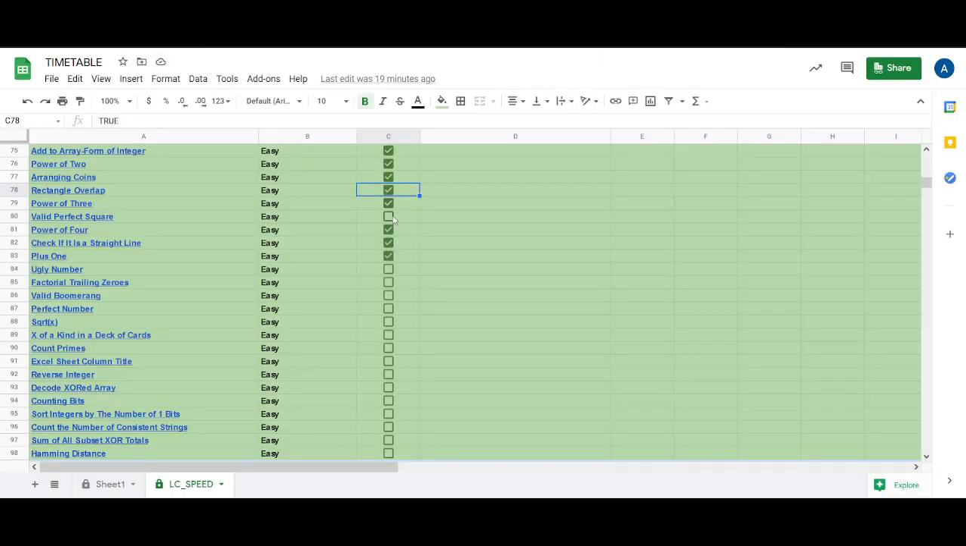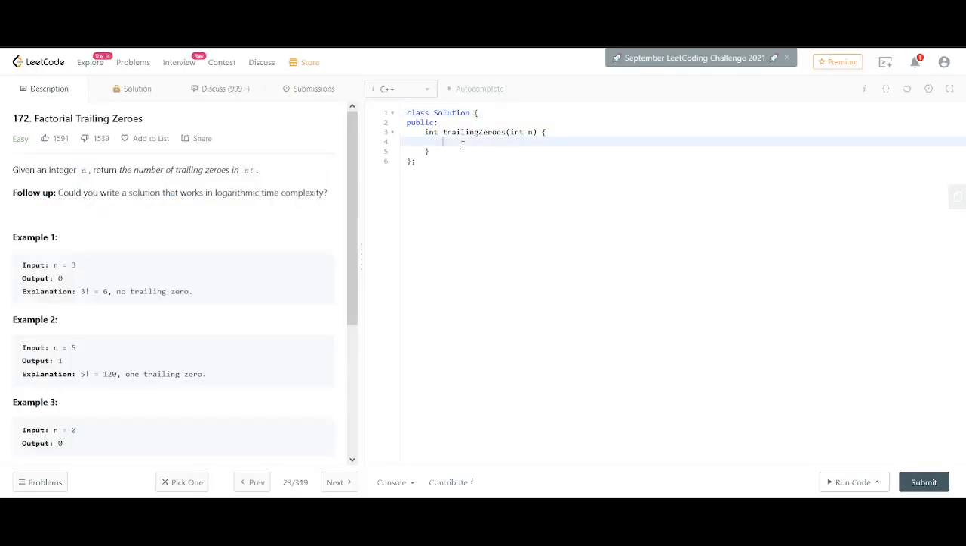So we have done this question. We have ugly number done, valid boomerang is also done, perfect number is done, square root of x is also done. Yeah, we can move on to the next question, that is factorial trailing zeros. It's a very easy question which was later discussed. So given an integer n, return the number of trailing zeros in n factorial.